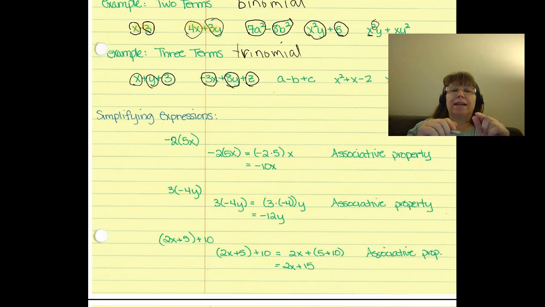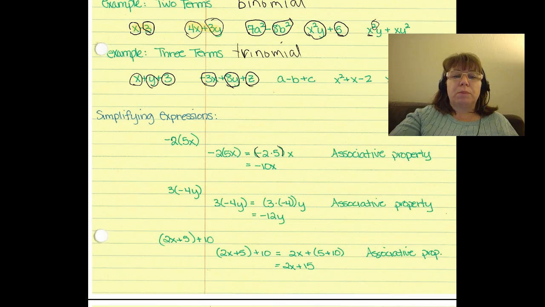For example, I have negative 2x times the quantity 5x. Well, if I regroup, instead of the parentheses being around the 5x, I regroup it to where the parentheses are around the negative 2 and 5. Now I have negative 2 times 5 times x. I can combine that negative 2 and 5 to be a negative 10x. That's as simplified as I can get it. The associative property just means that I regroup it. You want to try and regroup it with numbers together and variables together.